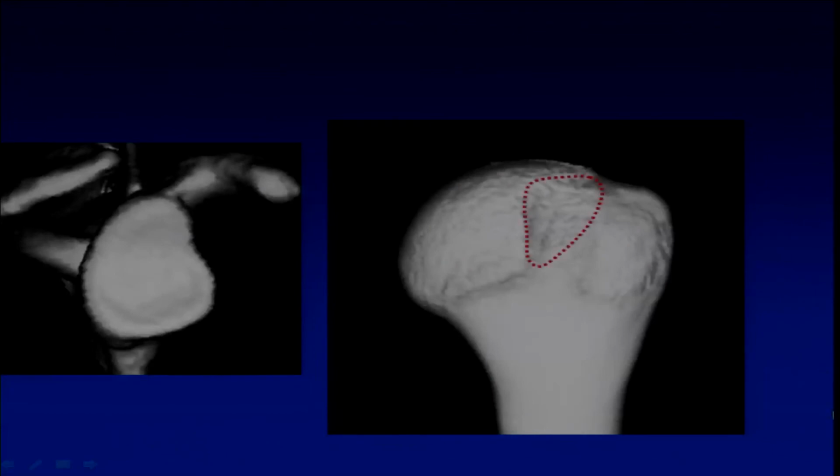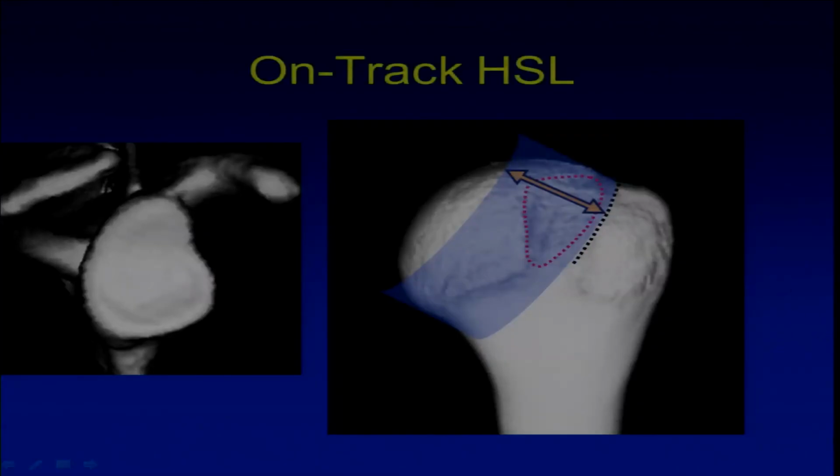This is the Hill-Sachs lesion, the medial margin of the footprint, and this is the 83% of the intact glenoid. So in this case, the Hill-Sachs lesion stays within the glenoid tract. So this Hill-Sachs lesion is on the glenoid tract, so we call it on-track Hill-Sachs lesion.